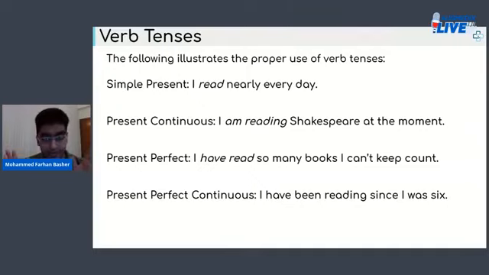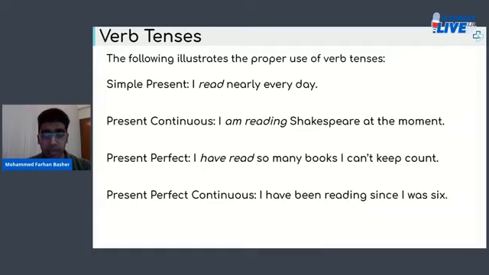I had breakfast in the morning. I have had breakfast in the morning. Follow this. The first sentence is, I had breakfast in the morning. And the second sentence is, I have had breakfast in the morning.